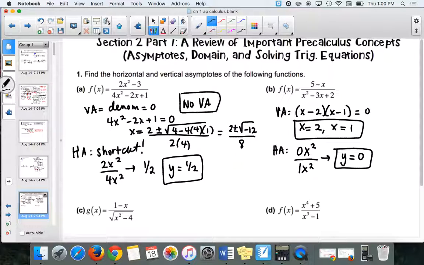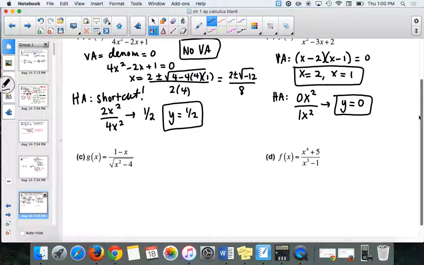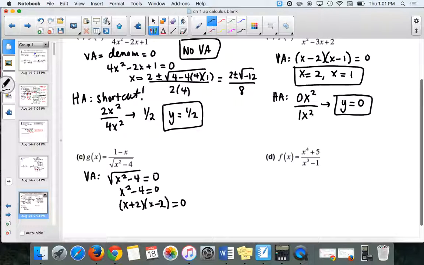All right, so the next one, C. So our vertical asymptote, yes, I realize that it's under a square root. It doesn't actually matter. We're still finding where the denominator is equal to 0. So when we square both sides, the square root goes away. And we can then factor x plus 2 times x minus 2. So we get x equals negative 2 and x equals 2 as our vertical asymptotes.